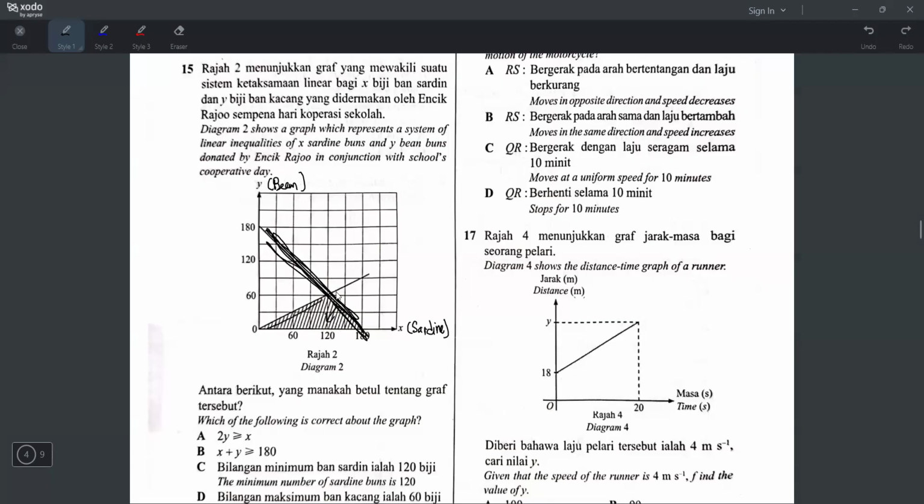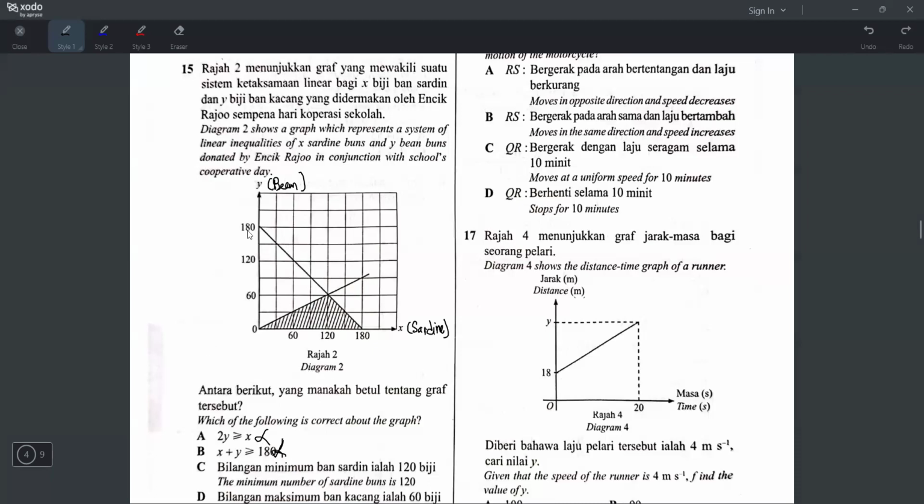smaller. And then what about the other line? The other line also write smaller. Okay, but if you look at the A and B, they put bigger. So confirm these are both wrong already lah. Confirm both wrong already. Okay.